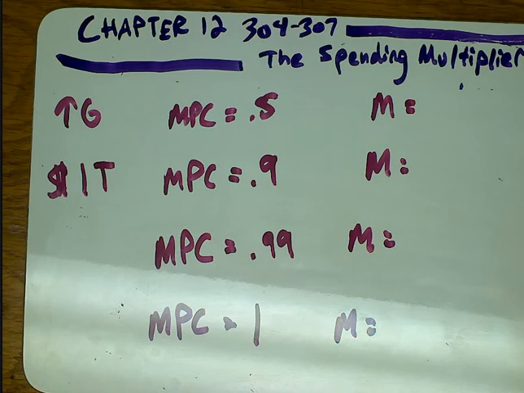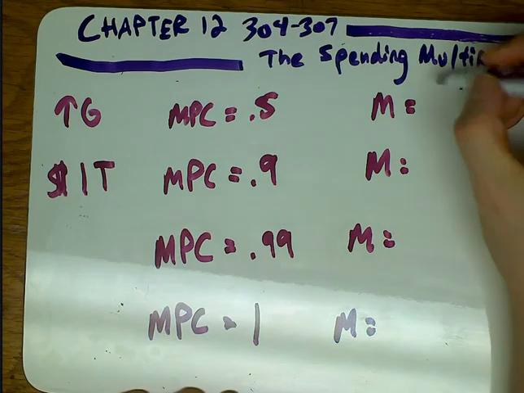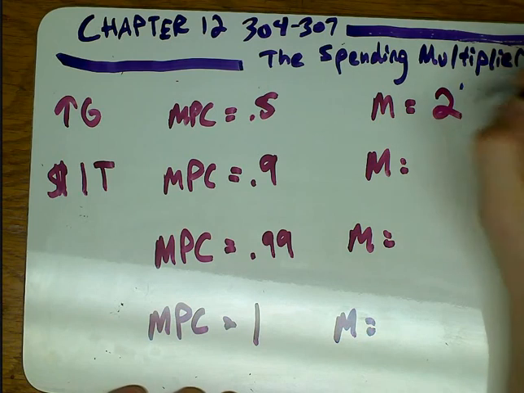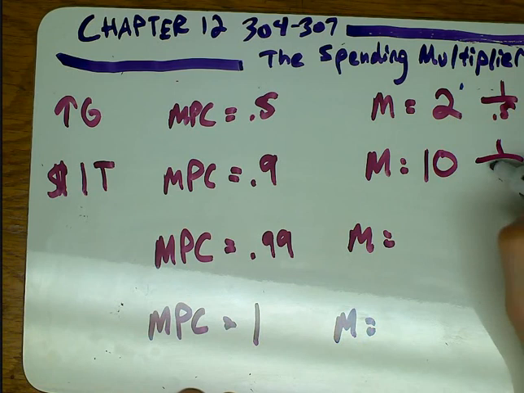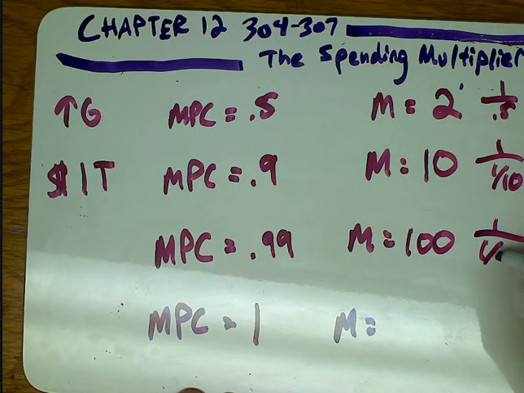So if you've paused the video and you're back with me, you'll realize that the multiplier in this case would be 2, because it's 1 over 0.5, which is 1 over 1/2. In this case, the multiplier would be 10, because it's 1 over 1/10. In this case, the multiplier would be 100, because it's 1 over 1/100th. And in this example, we get a weird thing.